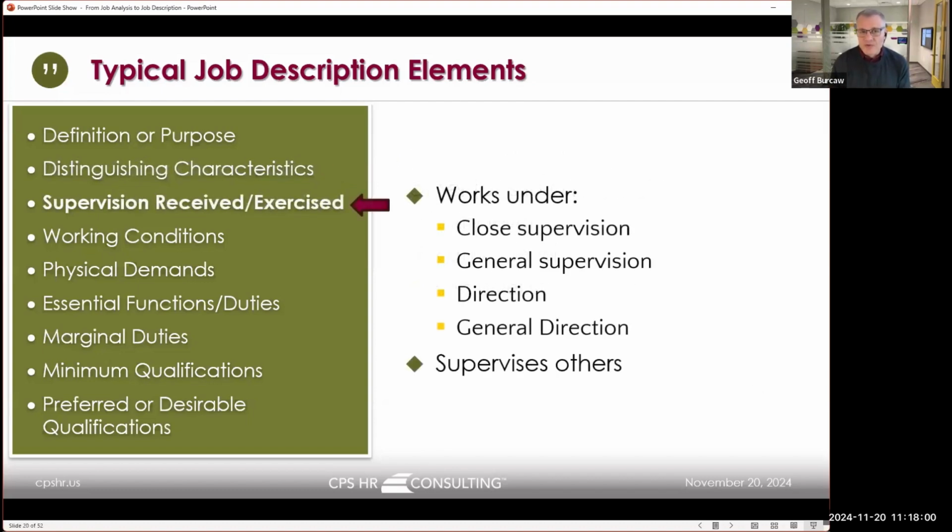And then we've got some kind of indication of supervision received and exercised. So you might use terms like works under close supervision, general supervision, direction, general direction. So this is progressing from most closely supervised to least supervised. Close supervision is where pretty much all the work is reviewed. There's constant contact with the supervisor. You're probably given instructions for most tasks. And then as you go up to works under general direction, that's where you might check in with your supervisor or manager once in a while, but you're pretty much left to figure things out on your own.